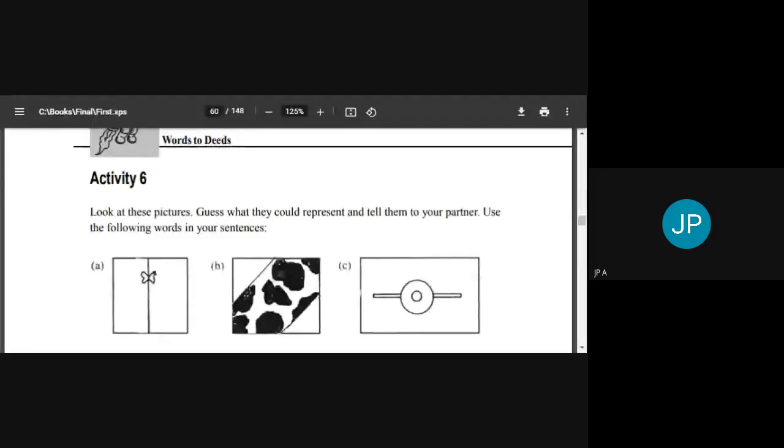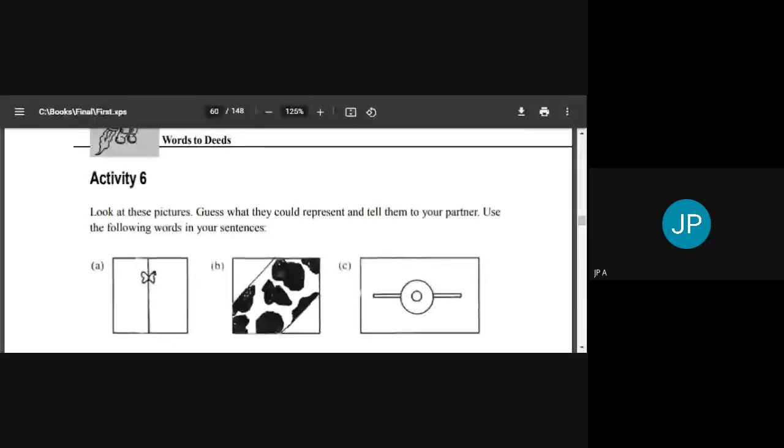So look at these pictures. So this is an activity. This activity is an activity of possibility. All the sentences that we construct in this activity, that is activity 6, are of possibility.